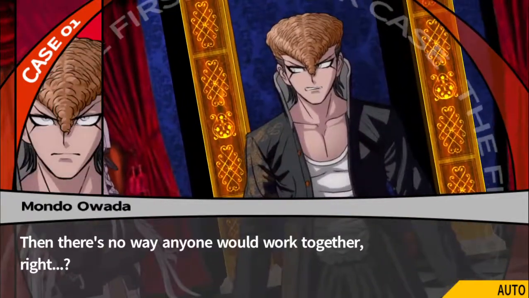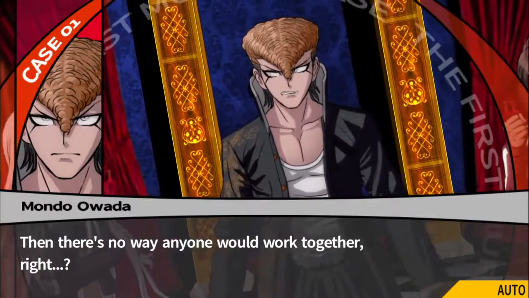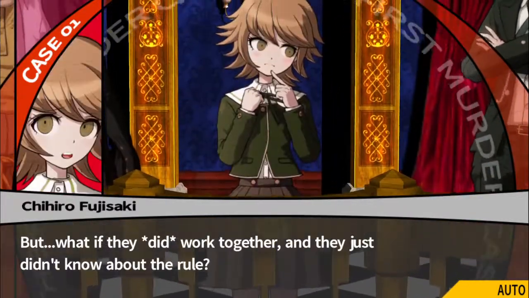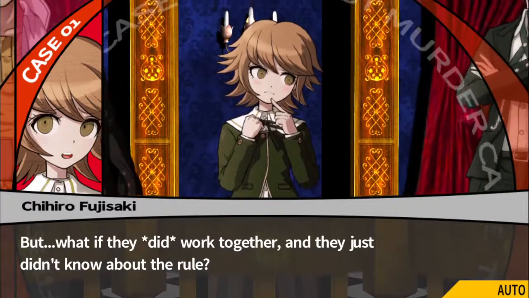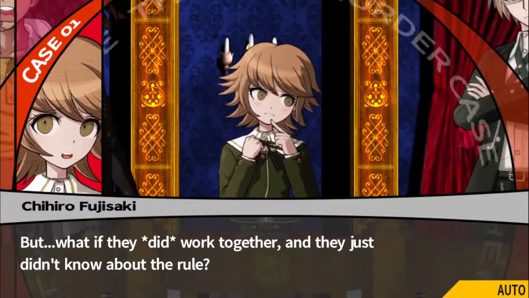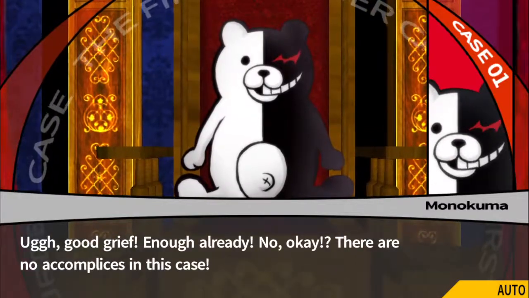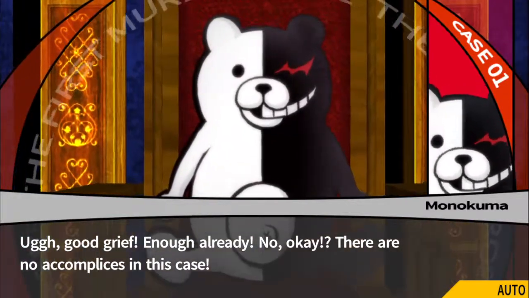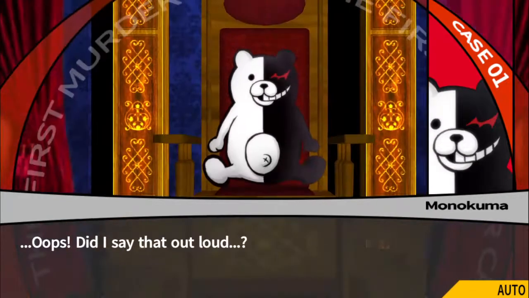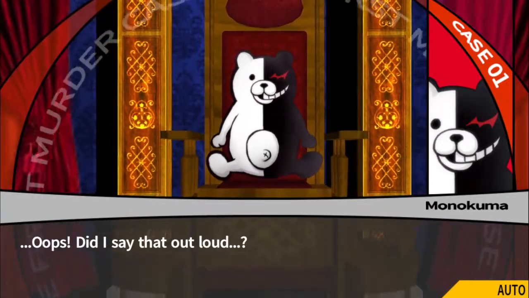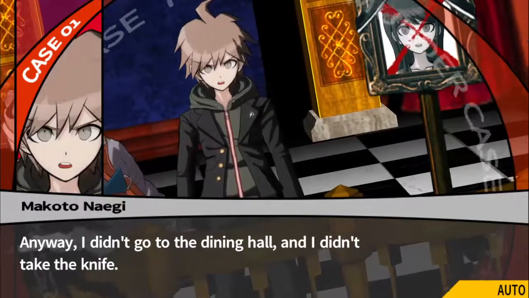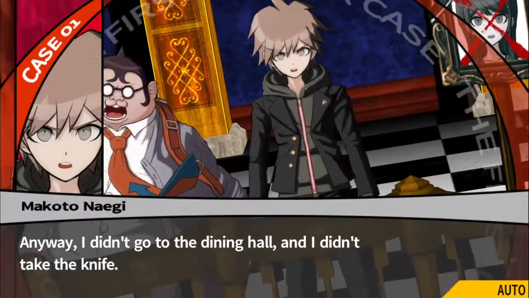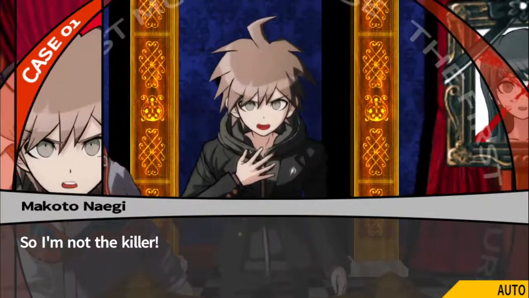Then there's no way anyone would work together, right? But what if they did work together, and they just didn't know about the rule? Good grief! Enough already! No, okay? There are no accomplices in this case! Oops! Did I say that out loud? Anyway, I didn't go to the dining hall, and I didn't take the knife. So I'm not the killer.